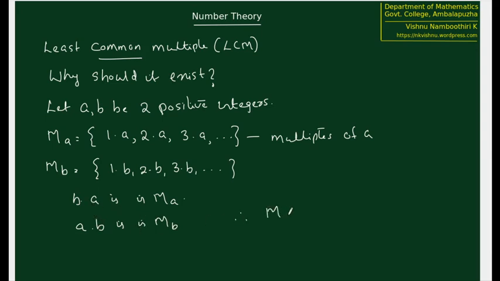Therefore, MA intersection MB contains at least one number. So we can discuss the least element in MA intersection MB. Note that a is a positive integer and we are taking only positive multiples. b is a positive integer, and we are considering only positive multiples of b. Therefore, MA and MB consist of positive integers. Therefore, MA intersection MB also will consist of only positive integers.